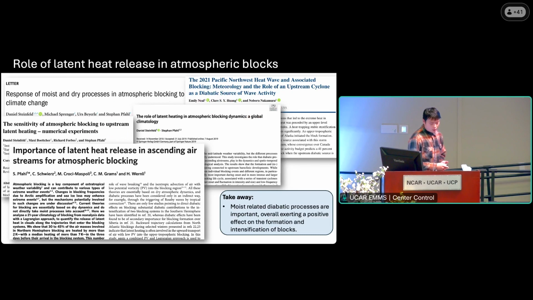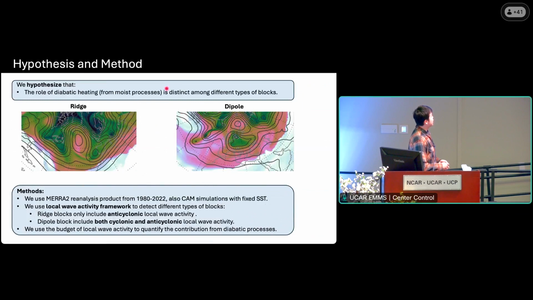All these papers are very important. They lay down the basic dynamics of the moisture in blocking systems, and they overall exert a positive effect on the formation and the intensification of the block. However, if you separate the block into different types, we do find some new insight. This is the key message that we want to convey: diabatic heating plays distinct roles in different types of block. It plays a positive role in ridge, while it plays a negative role in dipoles.